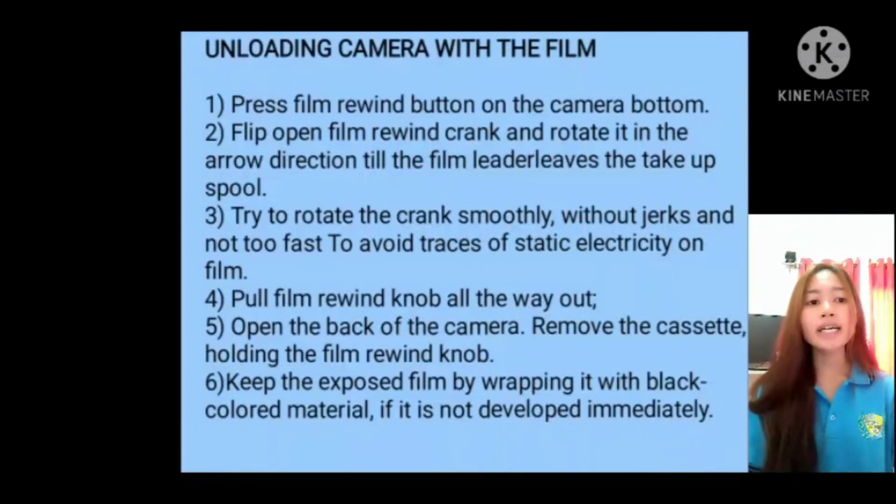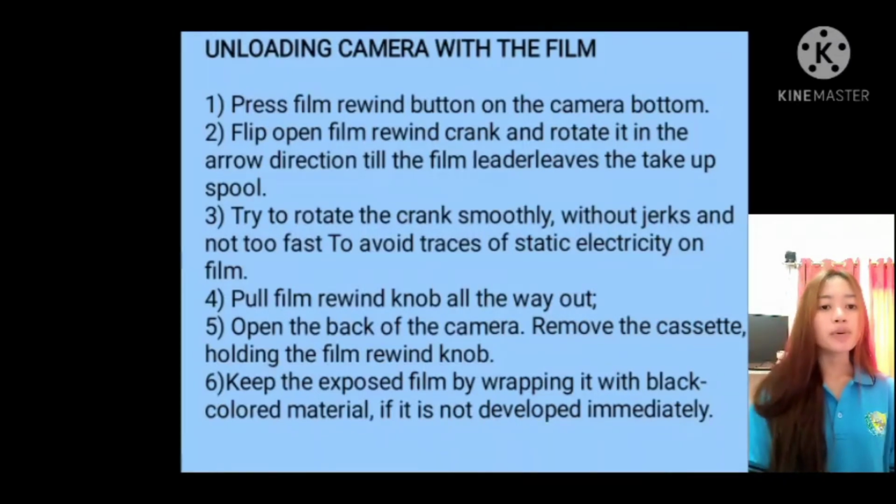The next is unloading camera with the film. Step 1. Press film rewind button on the camera bottom. Step 2. Flip open film rewind crank and rotate it in the arrow direction till the film leader leaves the take-up spool. Step 3. Try to rotate the crank smoothly, without jerks and not too fast, to avoid traces of static electricity on the film.